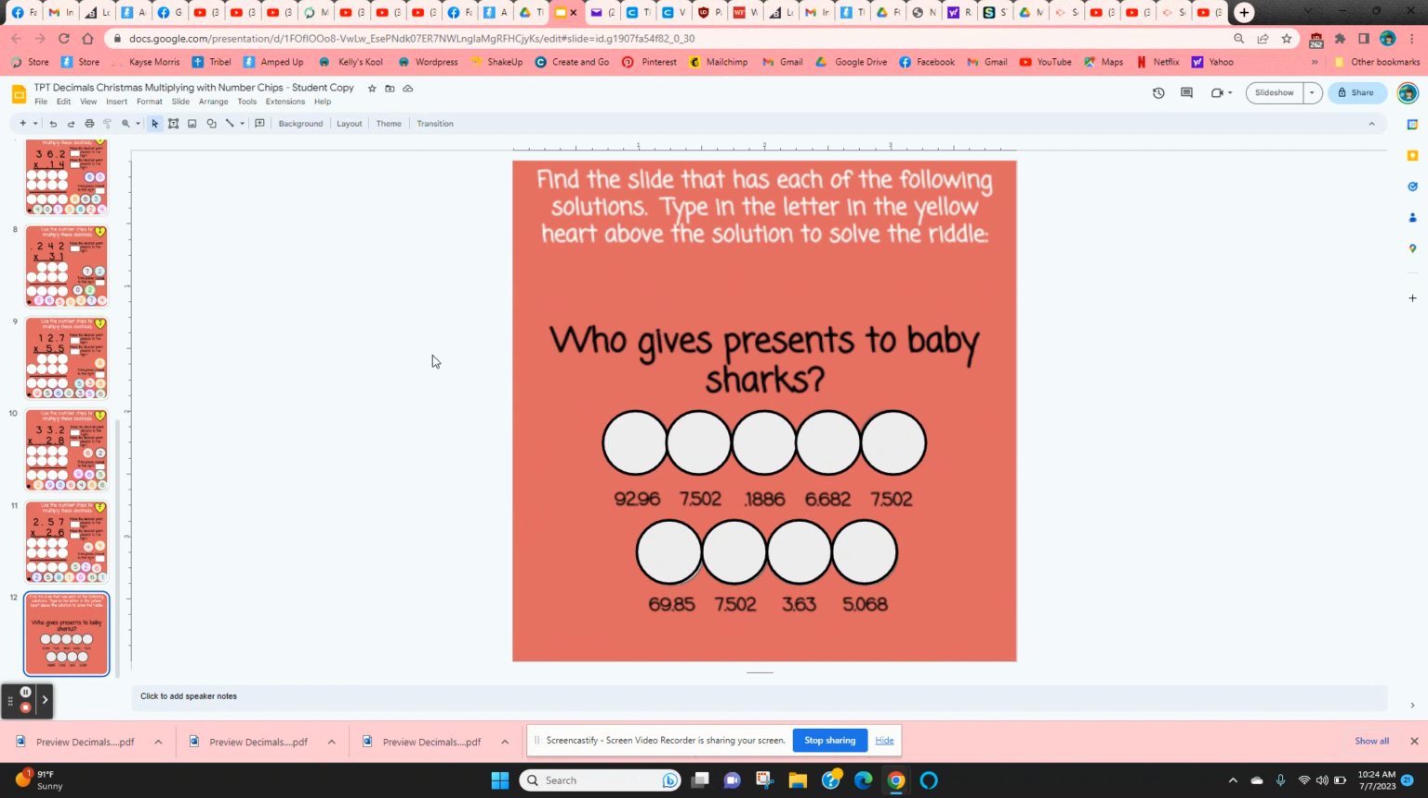When they get to the last slide, now they're given all the products. They should have gotten all the answers from the previous slides. So they're going to look at the answer. They're going to go back, find a slide that has that answer, and then type the letter in the yellow heart. And it should solve the riddle, who gives presents to baby sharks?